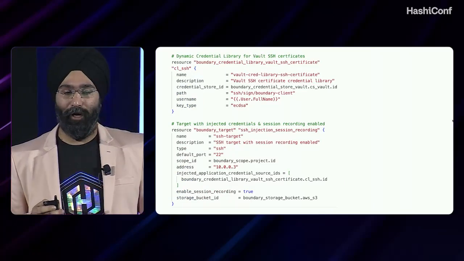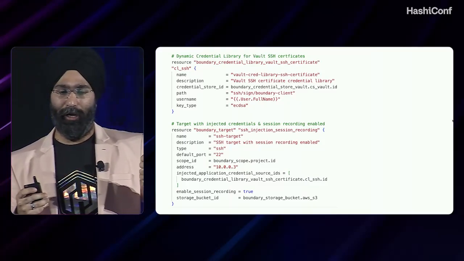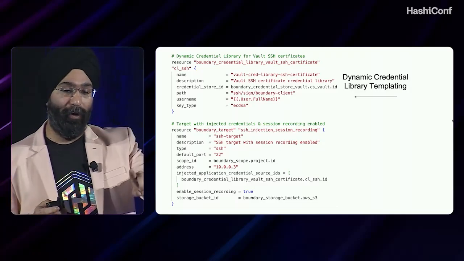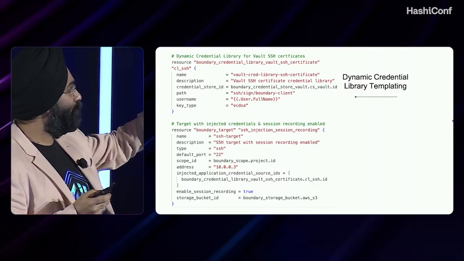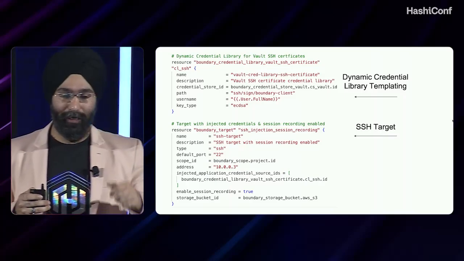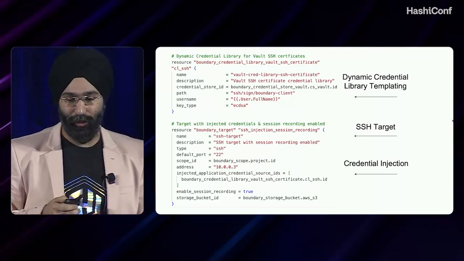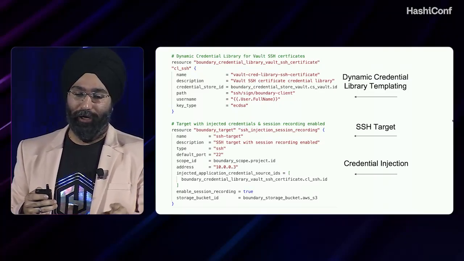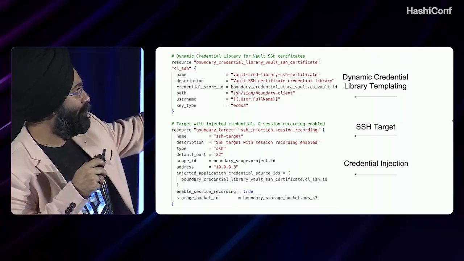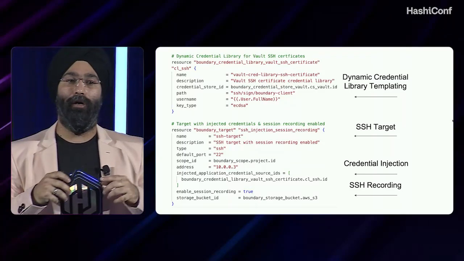And if you look at the Terraform configuration as well, I've highlighted the two most important resources over here. The first resource is the Boundary credential library, specifically dedicated for SSH certificates. And if you see here, I'm making use of dynamic credential library templating. If you see the username part over here, this is what we saw earlier. The next is the Boundary target, right? The type of the target is SSH, and I'm also making use of credential injection. I've highlighted the credential injection, which is the same credential that was created at the top. And then finally, I'm also enabling SSH recording at this particular target.